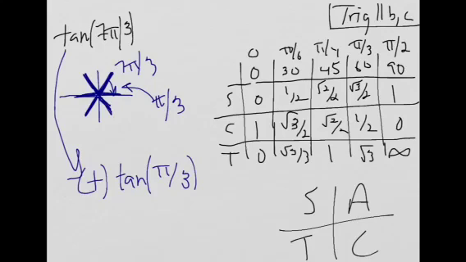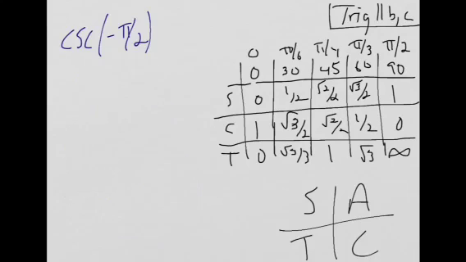And now I just go to my chart. I'm on the tan row. I go to pi over 3, which gives me root 3. And since this is positive, my answer is just whatever I pulled out of there, so it's just square root 3. And that's all for that one.